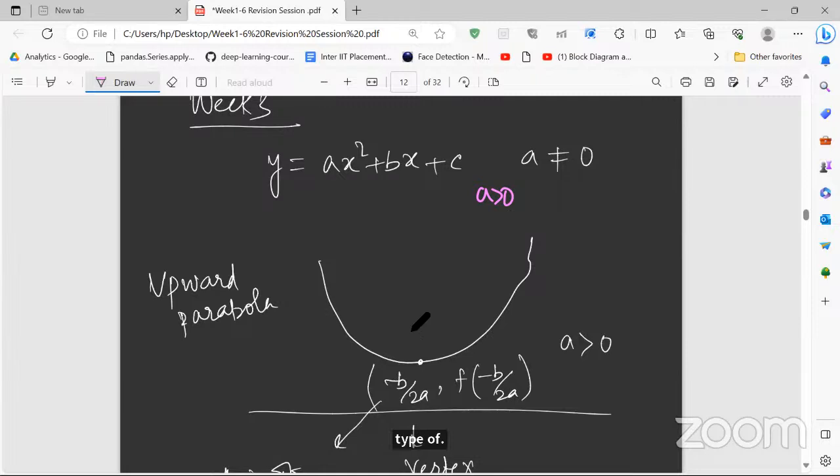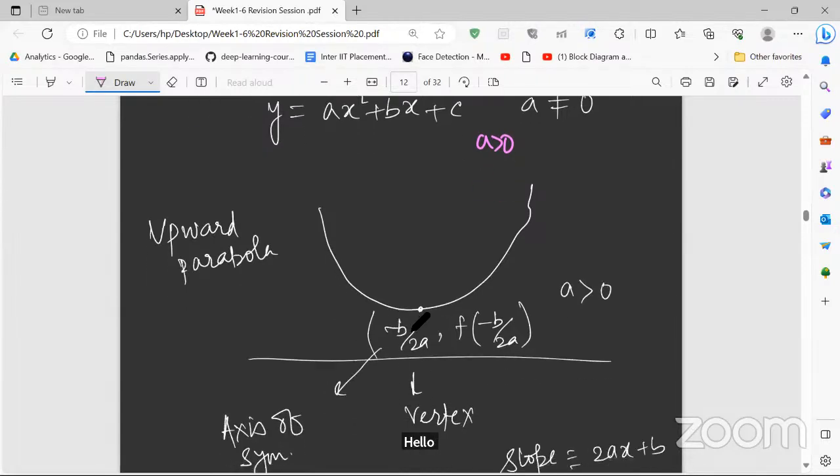So see, one more thing you should be imagining: if you have a quadratic equation and that is going upward, that means what you should be having if you are calculating the slope, basically differentiating that equation and equating to 0? At that point, what should be the value? Whether it should be minima or maxima for any parabola that is going upward? Minima. Minima will be there, right? So you can remember that.